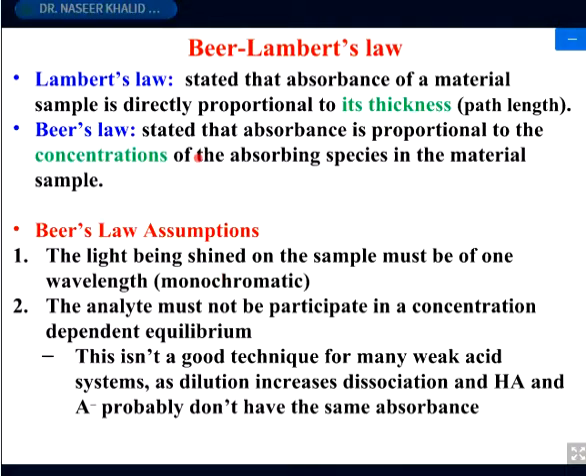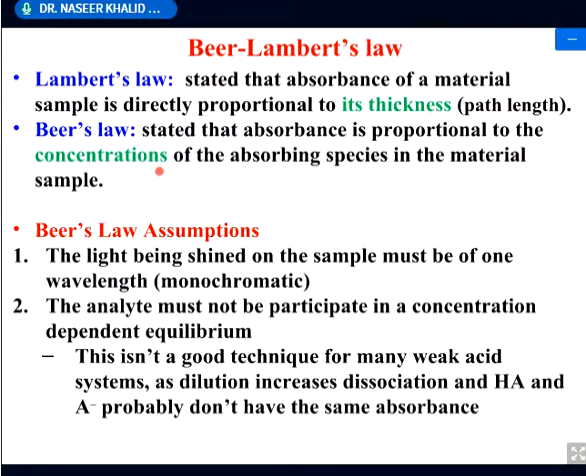Now there is the Beer-Lambert law. This is theoretical. There are two different laws, Beer's and Lambert's. These are two different scientists, and they put forward the laws almost simultaneously. Lambert said that the absorbance of a material sample is directly proportional to its thickness. Greater is the path length, greater is the absorption. So the absorption of light is directly proportional to the path length of the cell.